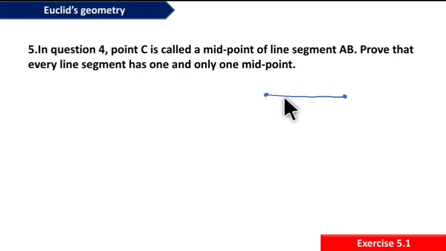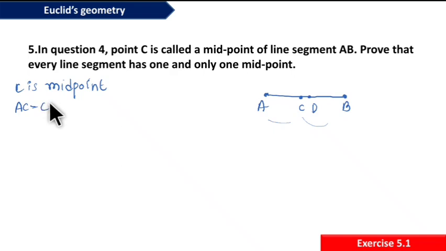Using that, we have to prove that a line segment has only one midpoint. Take one midpoint as C and another midpoint as D. First, if C is a midpoint, then AC is equal to CB, right? Then AC equals CB.